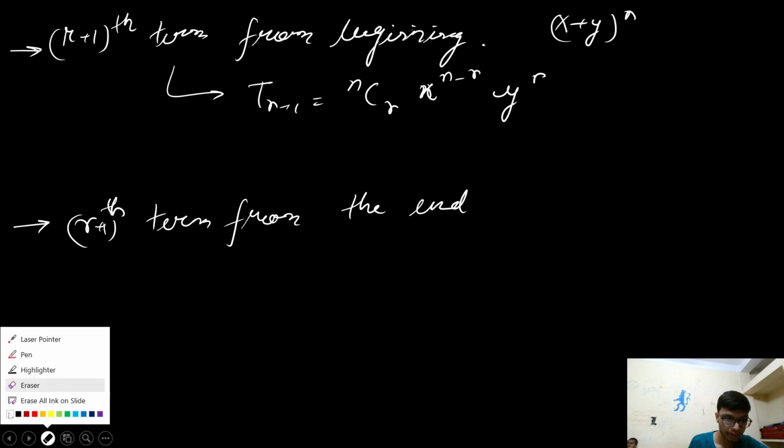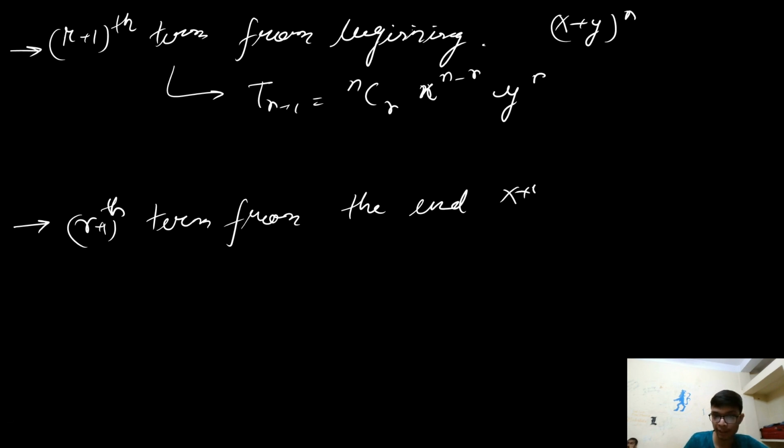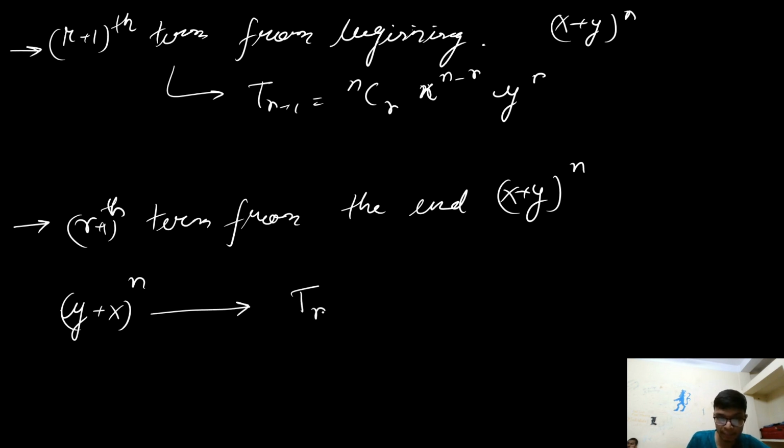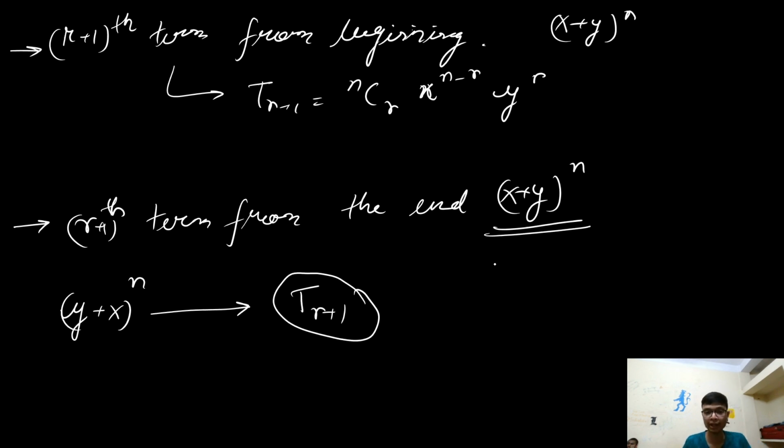for example you have the binomial expansion (x + y)^n. Now you have to calculate the (r+1)th term from the end. You basically need to do nothing but just a simple step, that is basically replace the x with y and then write the expression for this expression. And in this expression, if you can find the (r+1)th term, then this particular term is the same as the (r+1)th term from the end of this particular binomial expansion. I hope this particular simple intuition is clear.